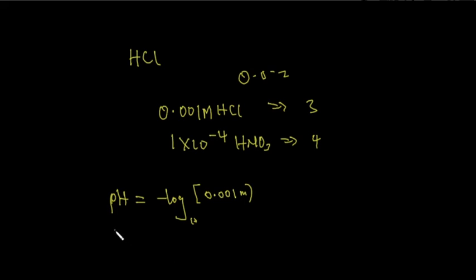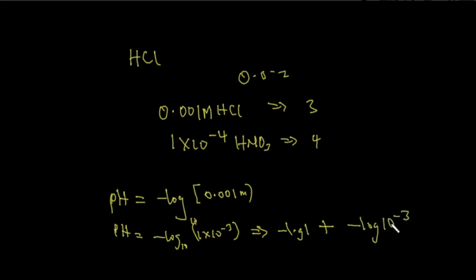Change this to decimal, and the pH will now become negative log to base 10 of 1 times 10 raised to power minus 3. Now what do you do? Open these brackets. Negative log times 1 is negative log 1. Then this will turn to plus. Times turns to plus when you are multiplying with a log. So negative log times 10 will be negative log 10 raised to power minus 3. Are you still with me?